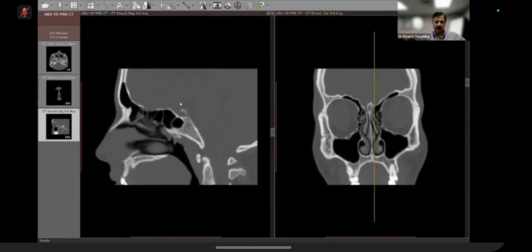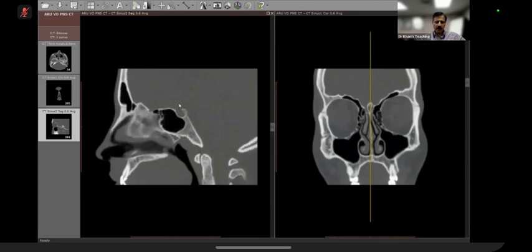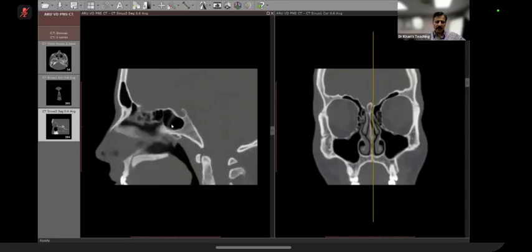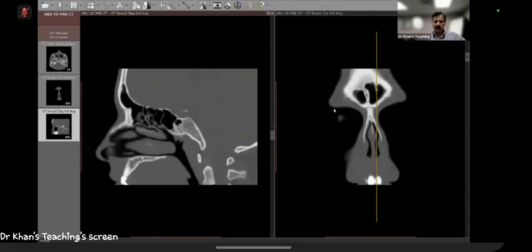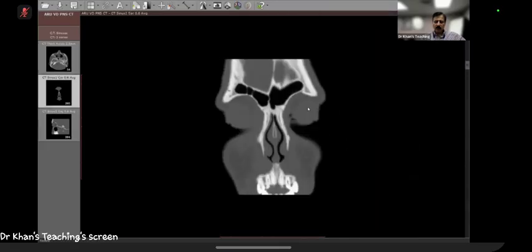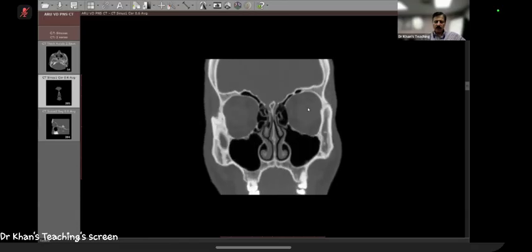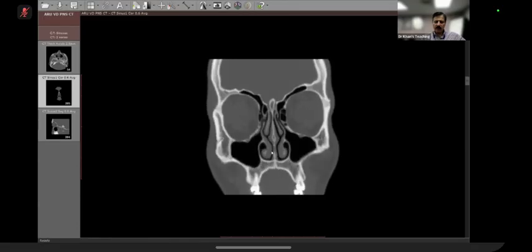Now this is the crista galli. So here you are, this is the crista galli. And you can see this is the sphenoid sinus, the pituitary gland, etc. So whenever you see a CT scan of the paranasal sinuses, you have to describe the nasal septum.